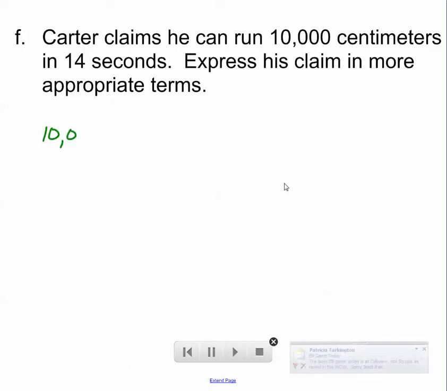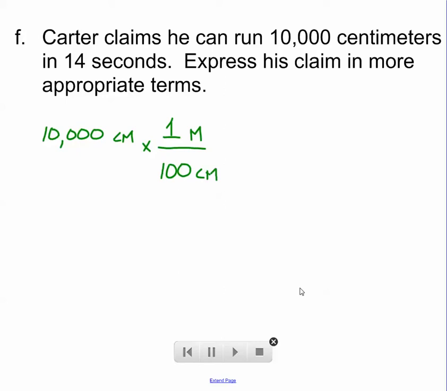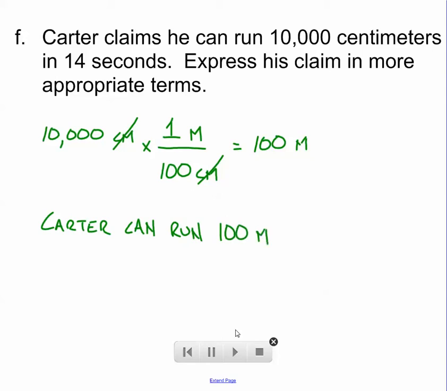Well, 10,000 centimeters. And 1 meter has 100 centimeters in it. It's a ratio we should know. So 10,000 divided by 100 is 100 meters. So the more appropriate way to make this claim is that Carter can run 100 meters in 14 seconds, okay? Which isn't a bad time, Carter.